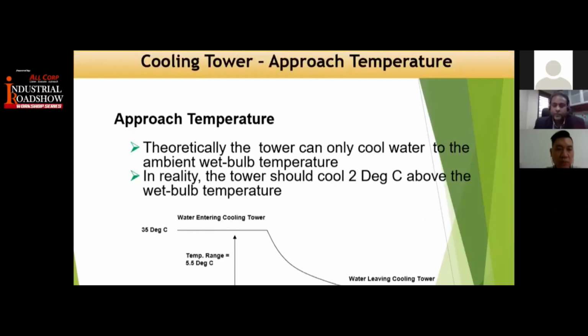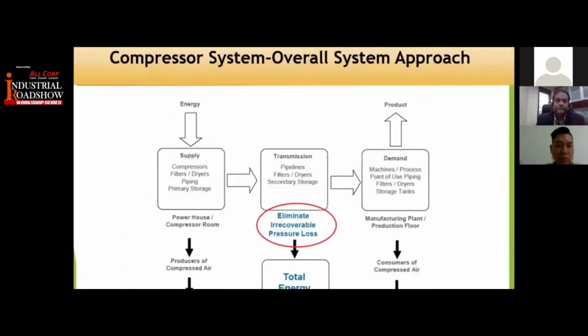So now we go into a simple explanation of a compressor system. A compressor system is also the same as a chiller plant. It's a whole system in which the compressor plant produces compressed air that is used on your product side, the demand side. So you see the transmission, right? You have a pipeline transmission.